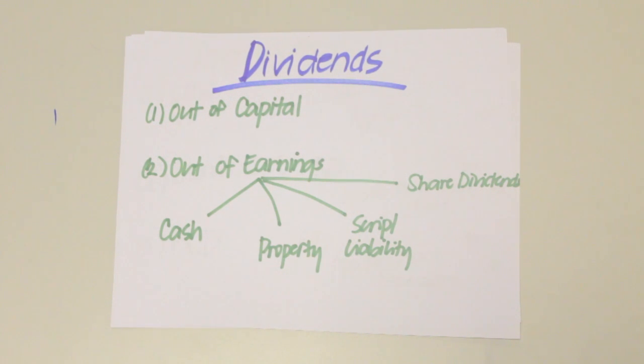A stock dividend or a share dividend, also known as a bonus issue, is a distribution of dividends in the form of the corporation's own stock. Note that for stock dividends, the company is issuing its own shares, whereas in property dividends, the company would be issuing the shares of another corporation which it has ownership of.